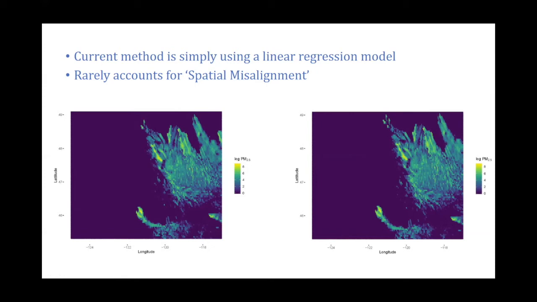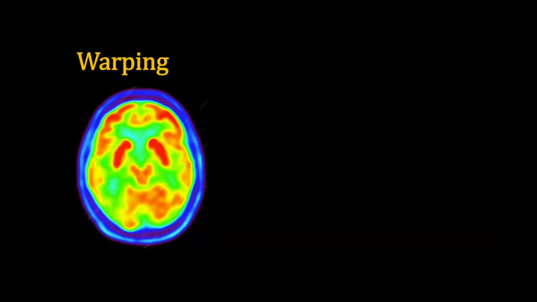It's somehow distorted the image. It's a distorted image of this original forecast, and we want to figure out what that distortion is. And the way we do it is warping. So the idea of warping is pretty simple. You have an image that's a template image. So this is the PET scan of a human brain, of a normal human brain. And suppose you have another image.